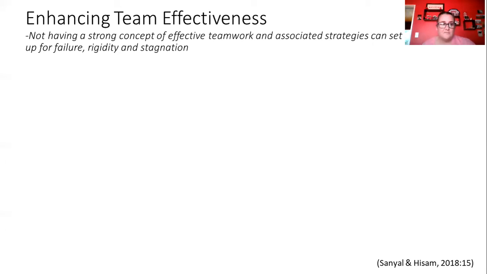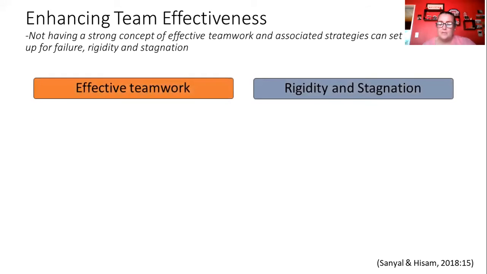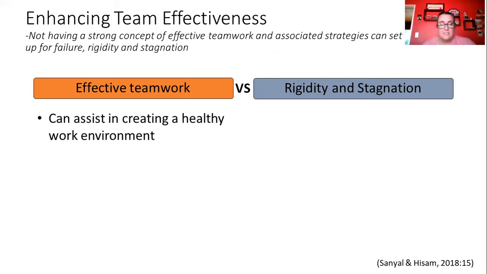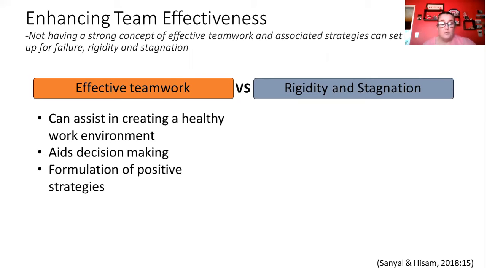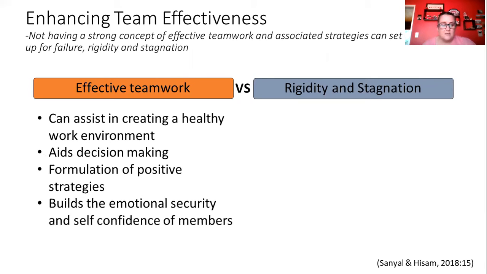Enhancing team effectiveness. Not having a strong concept of effective teamwork and associated strategies can set a team up for failure, for rigidity, and stagnation. Effective teamwork. In contrast to rigidity and stagnation, effective teams will assist in creating a healthy work environment. They will aid in decision-making. They will formulate positive strategies. They will build the emotional security and self-confidence of members.